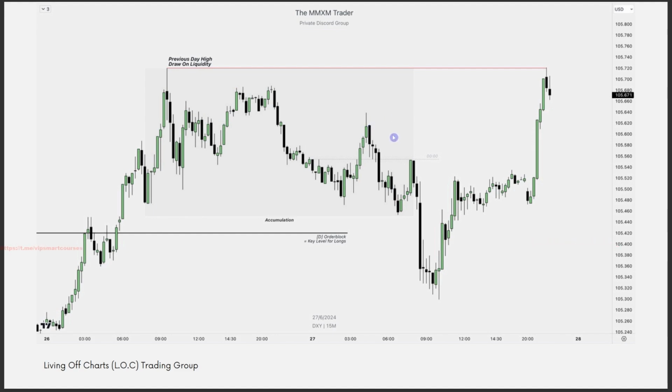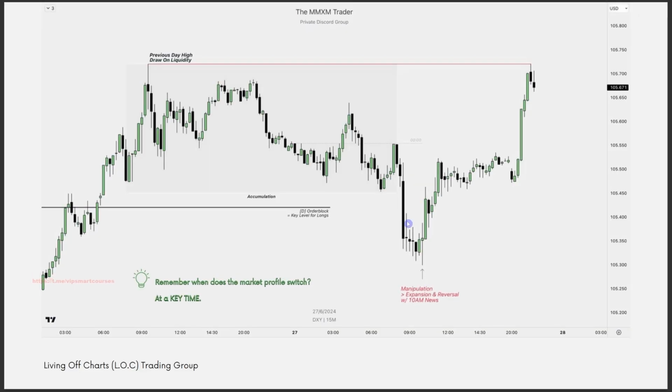A reversal, right? So if you see price move down after a consolidation, you can already be calm and identify that this is not the real move and this is not a reversal, right? So just wait for that key level to get hit, right? That manipulation phase to happen. And remember, when does the market profile switch? It is at a key time.